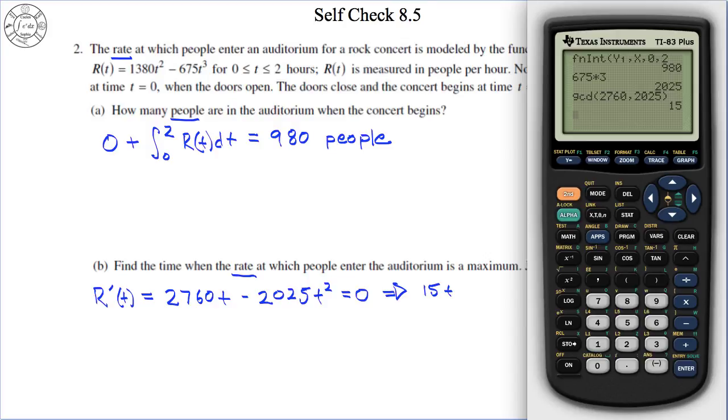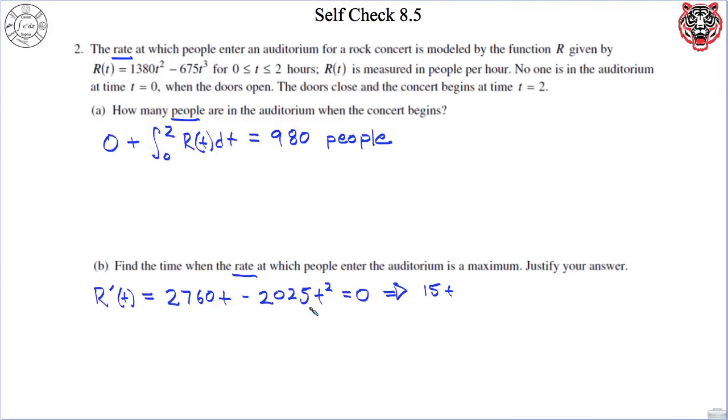So if I factor out a 15, dividing both of those by 15, I'm left with 184 minus 135 t, and that's set equal to 0. Obviously if I set 15t equal to 0, I get t is equal to 0, and if I set this other factor equal to 0, add the 135 over, I'm left with the fraction 184 over 135. So maybe you don't like calculating it by hand. Maybe you like doing the calculator. How would you do that?